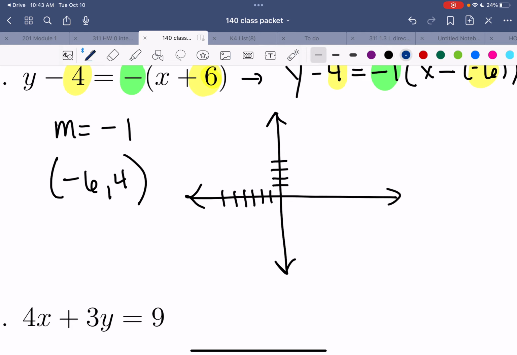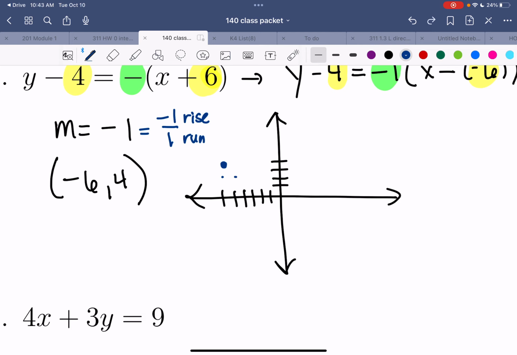So I'm going to start right here. And then to use the slope, m equals -1, is -1/1, and that is your rise over your run. So that means a -1 rise means I'm going to go down 1. A positive run means I'm going to the right one. So I'm going to go down 1, right 1, and that's where my next point is.